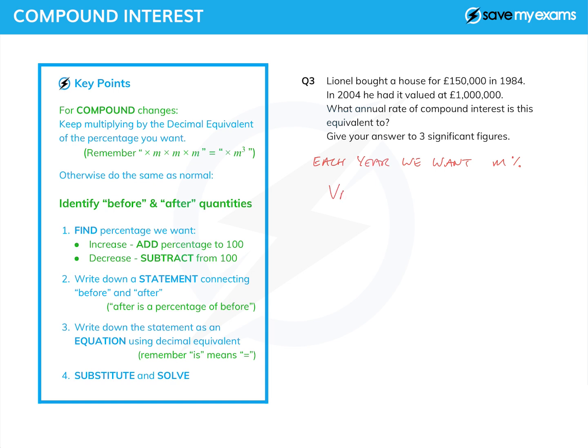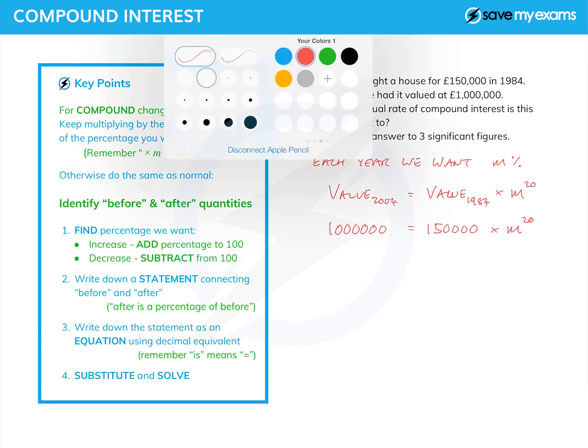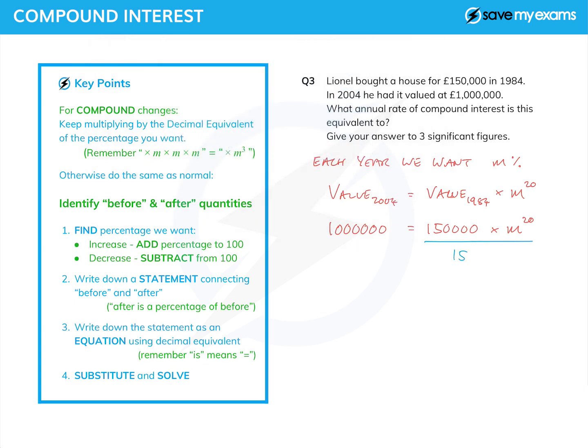And so we can say the value in 2004 is going to be the value in 1984 times m, 20 times. Okay, so m to the power of 20. And now we just put in the numbers. So having set up my before and after statement, I can say 1 million is equal to 150,000 times m to the 20. And to get the m bit on its own, we just divide both sides by 150,000. And that gives me, after the 150,000s have cancelled on the right, m to the power of 20 is equal to 1 million over 150,000.